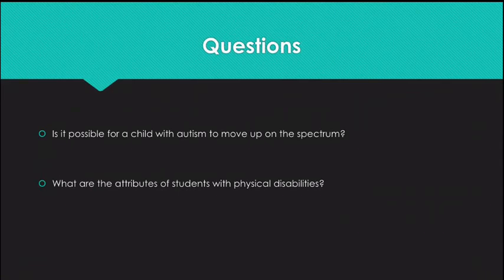Questions. Okay, so is it possible for a child with autism to move up on the spectrum? By this, I mean, as time goes on, could a child's autism technically get worse or better? Are they able to move up or down on the spectrum as time goes? Or are they pretty much set where they're at from when they are diagnosed?